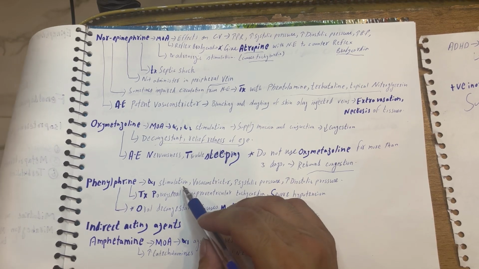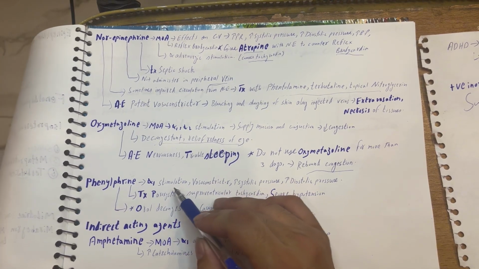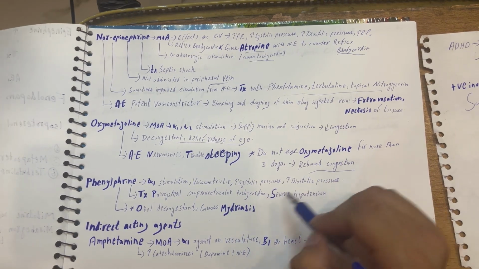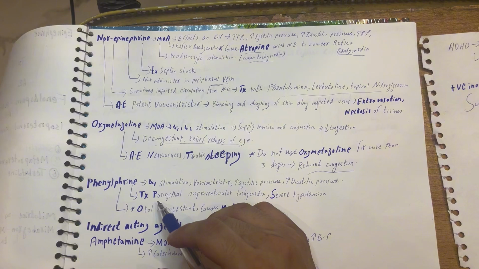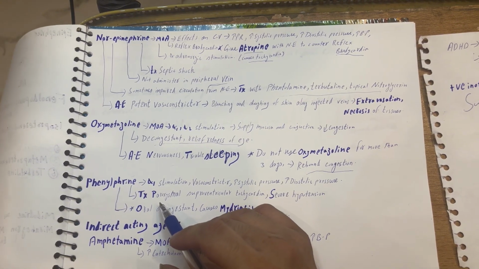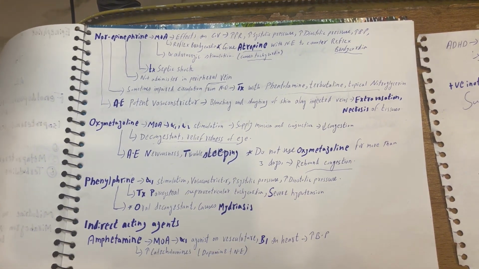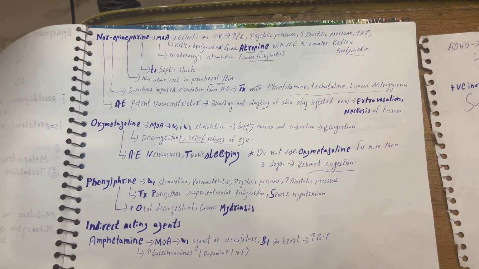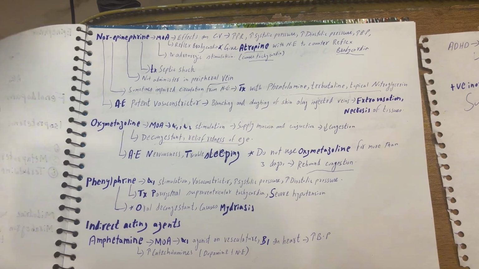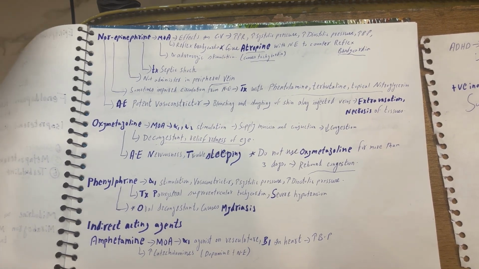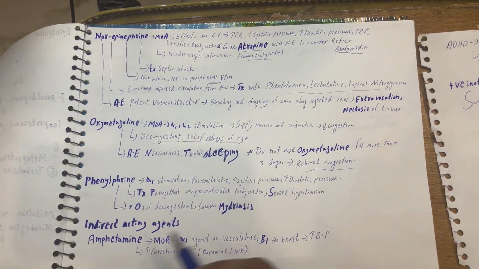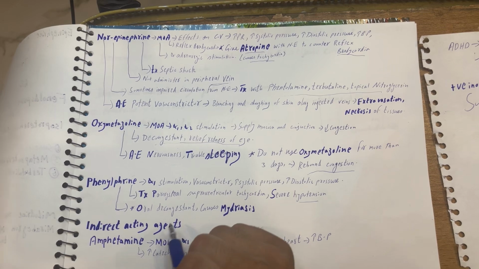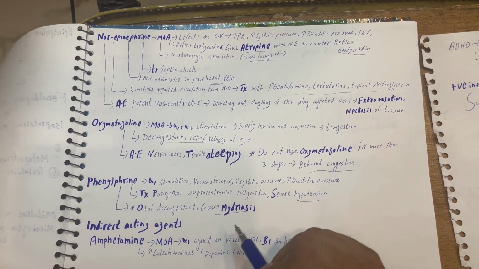The next drug is phenylephrine. So when it comes to mechanism of action, it is an alpha-1 stimulant, it is a vasoconstrictor, it increases systolic and diastolic pressure. So when it comes to treatment, phenylephrine is used for the treatment of paroxysmal supraventricular tachycardia. So it is basically a type of arrhythmia in which there is irregular heartbeat. So it is used for paroxysmal supraventricular tachycardia and also severe hypotension. Phenylephrine is an oral decongestant and it causes mydriasis.